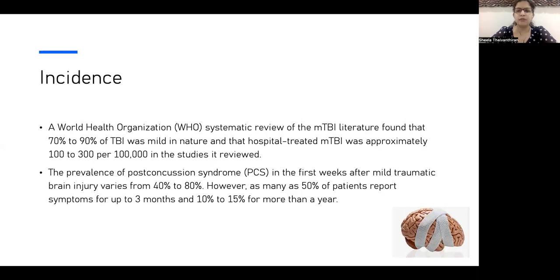Now, most of the TBI, with the literature that's been scanned through by WHO, about 70 to 90% of TBIs are mild in nature. Okay, and how often do these mild TBIs have post concussion symptoms? So in the first few weeks to a month, about 40 to 80% of them have symptoms. At probably 3 months, 50% of them still have symptoms. At 1 year, it can reduce to 10 to 15% of them.